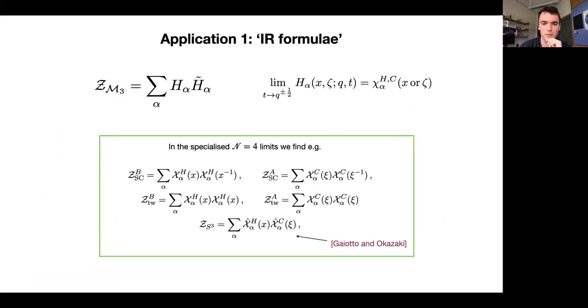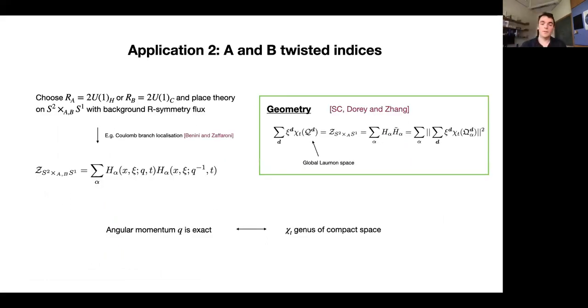Okay, good. So how are we doing for time? The one application I want to talk about is to A and B twisted indices. These can be realized as partition functions on a twisted product of S2 times S1 with a background R symmetry flux. There are two twisted indices you can consider, either twisting by the Higgs branch R symmetry or the Coulomb branch R symmetry. In many cases, the A and B twisted indices can be factorized into a sum of holomorphic blocks, and the particular gluing is just that the fugacity Q is inverted in each of the blocks.